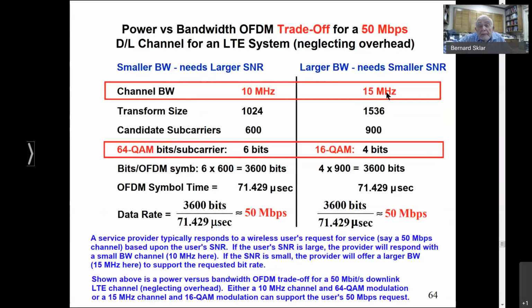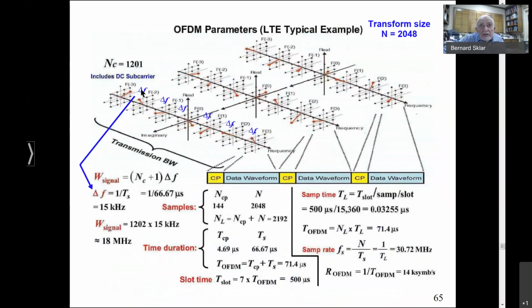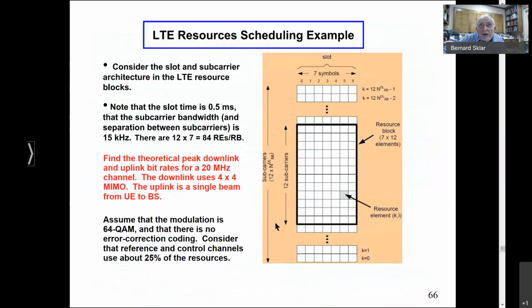Having a smaller signal-to-noise ratio, he would use a smaller modulation. See, here he uses a 64 QAM because he can afford to. He has the signal-to-noise ratio. Here he has to use a smaller QAM because he doesn't have as much power, but because he was given a larger bandwidth, he makes the same 50 megabits per second service. Pictures like this we've often seen. Remember these delta Fs are seen here.